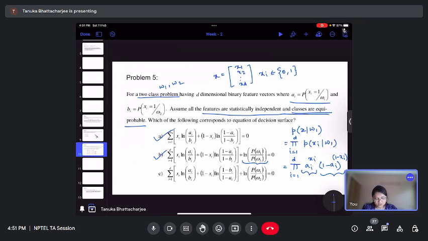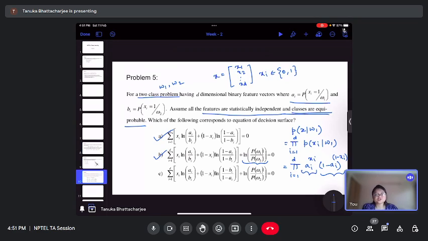I will take a 2-minute pause here. If you have any questions regarding these discriminant functions or decision boundaries, decision surfaces, you can ask at this point.